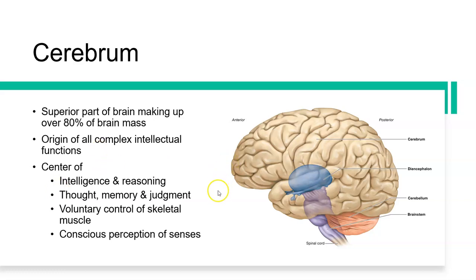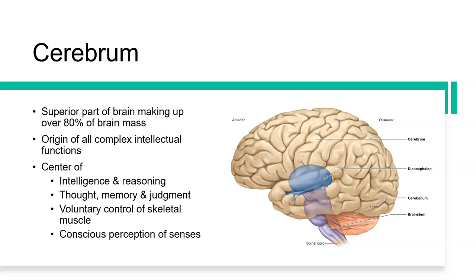As we begin to look at the major brain areas now, we'll begin with the cerebrum, which makes up about 80% of your brain mass. So it's all of this superior area you see here in the tan color. This is the origin of all your complex intellectual functions. This is where your intelligence and reasoning happens.